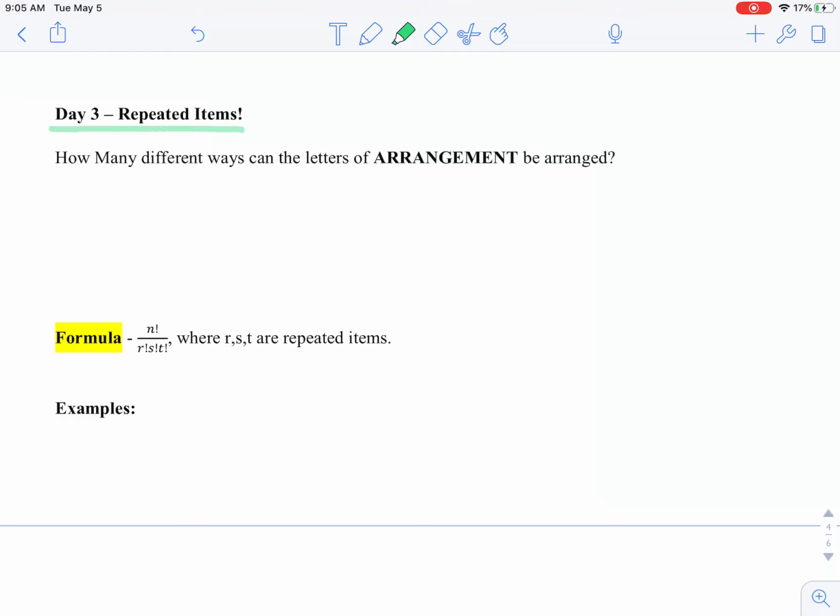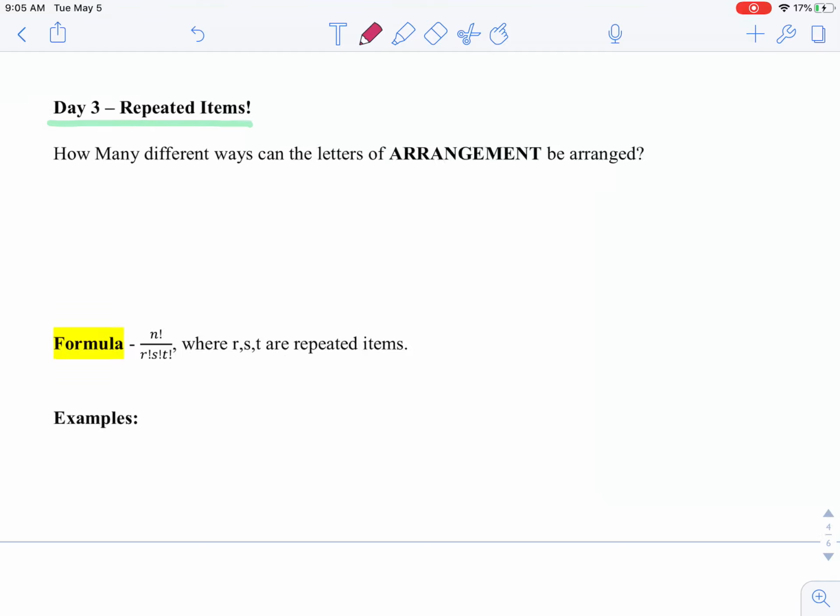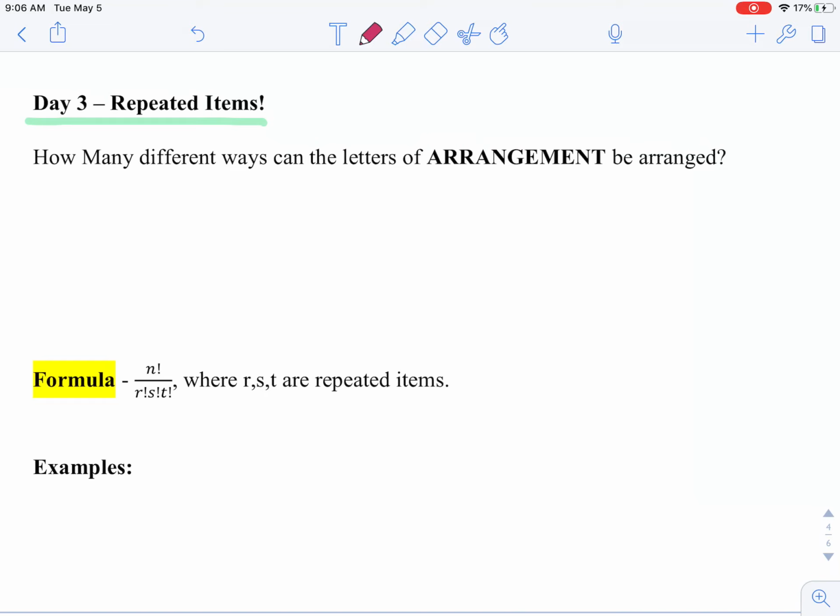Okay, so today is day 3, and we're going to talk about repeated items. We're also going to look a little bit at the difference between linear and circular permutations. So let's start today off right away with an example. How many different ways can the letters of the word arrangement be arranged?